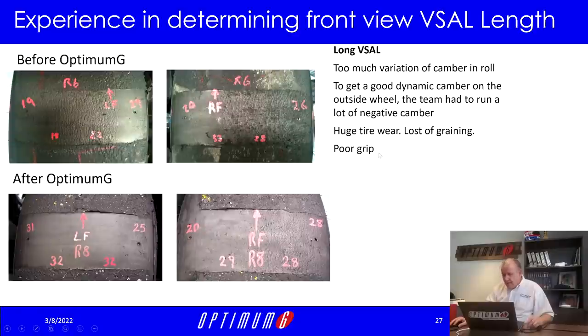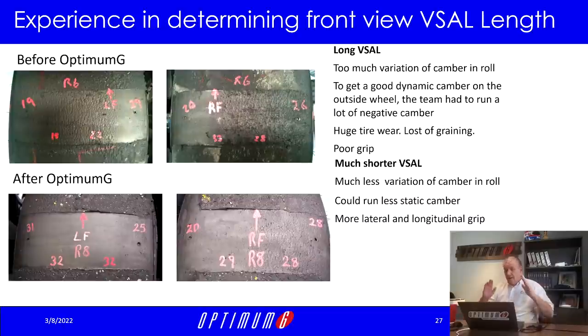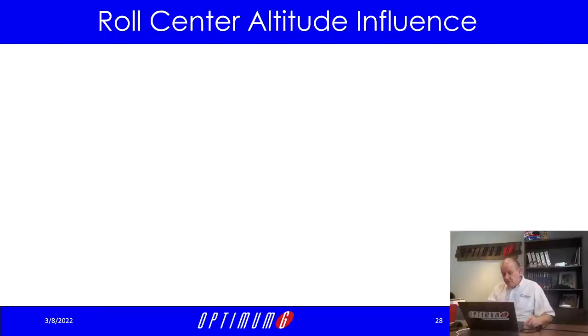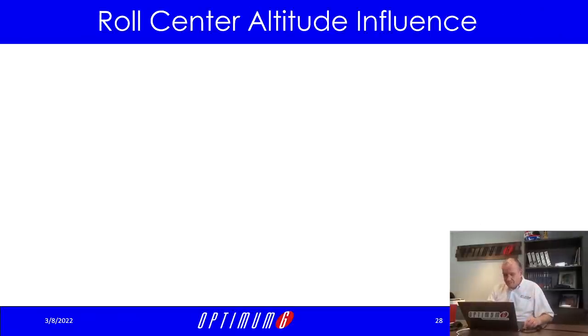lots of graining. Poor grip. With a much shorter virtual swing axle, much less camber variation, you could run less static camber and more lateral and longitudinal grip. So at the end, you were a winner because you had less tire wear, and even better braking, because you had more camber variation in pure heave, but you started with so much less negative camber that dynamically you had even less. So you were a winner on both sides, with less tire wear and much less graining. So you see the kinematic influence on the tire wear and the distribution of the wear and temperature also.